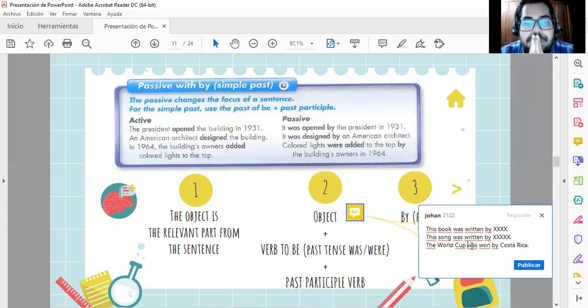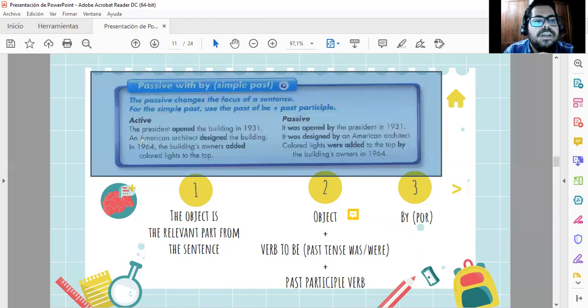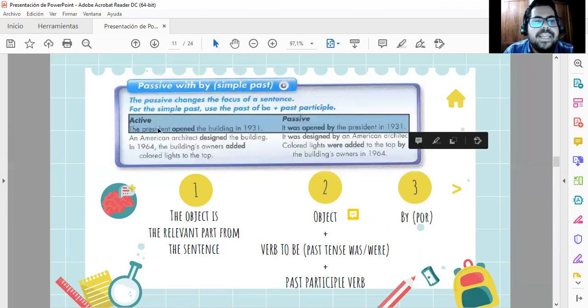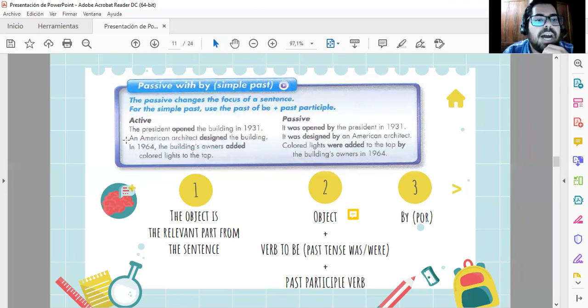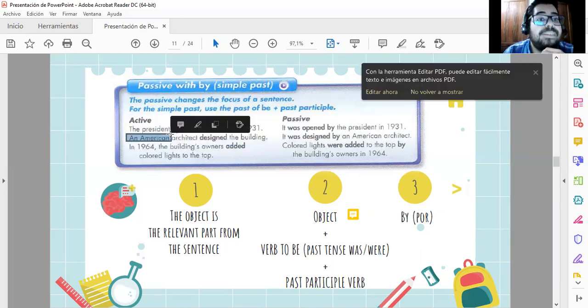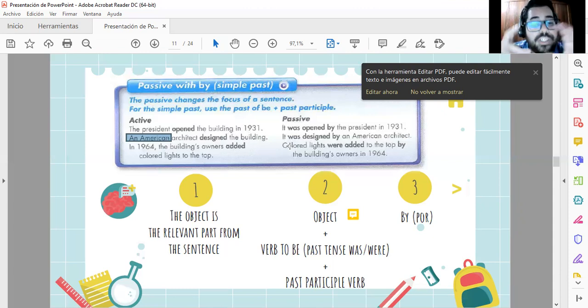So take a look, guys. Remember that with the passive voice, we change the focus of the sentence. The most important part is the object, the receiver. Let's take a look at another example over here. We already read this one, right? An American architect designed the building. Remember, this is active. We focus on the doer, on the person that does the action. But in the passive voice, we change the focus of the sentence to the object.